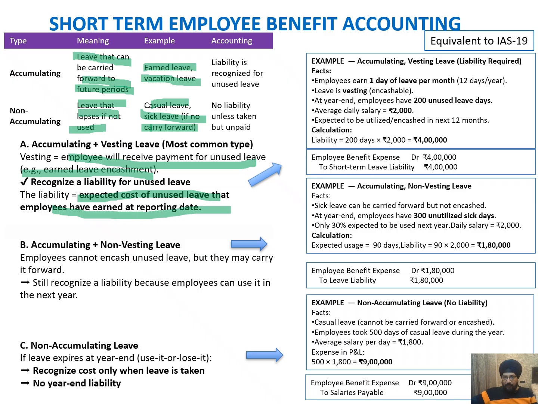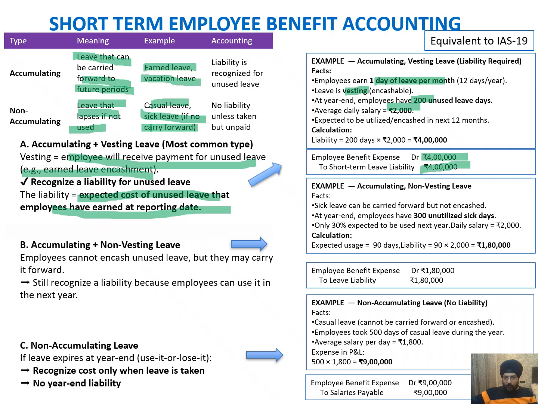So for example, if you can see here, accumulating vesting leave liability: the employee earns 1 day of leave per month and 12 days of leave in a year. Leave is vesting, which means it is cashable. At the year end, employees have 200 unused leaves. This is the total leaves for the total employees, and the average daily salary is, let's say, 2000. Then the total liability that needs to be recognized is 4 lakh.